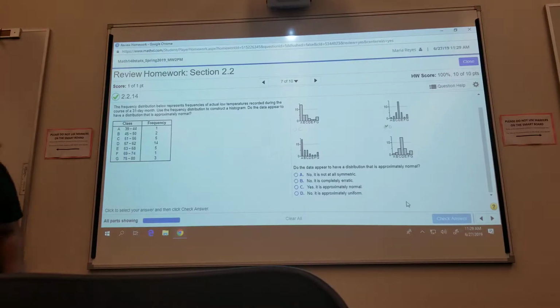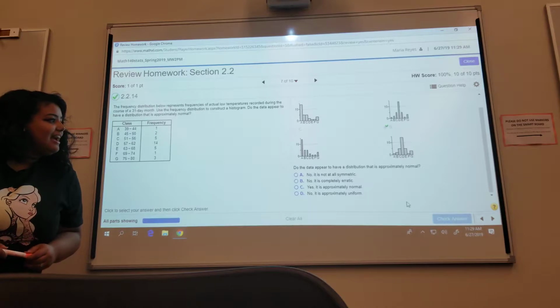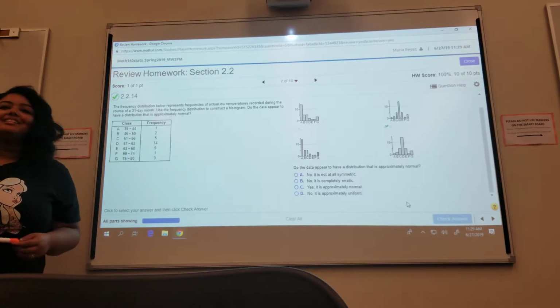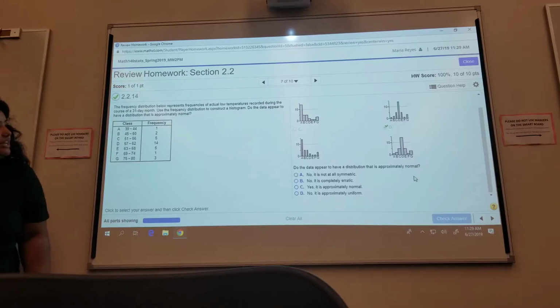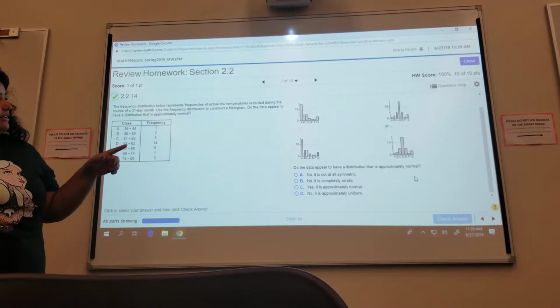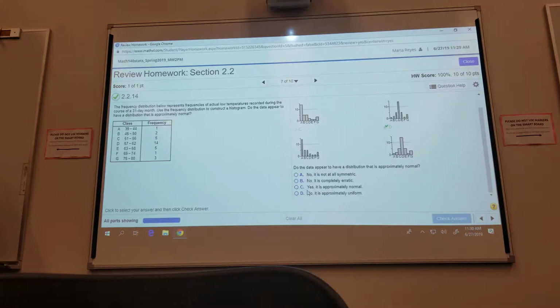I was just about to ask you guys this question. Does the data appear to have a distribution that is approximately normal? If you go through the packet, you remember the different types. We have normal, uniform, what have you. The key characteristic of normal is that it roughly mirrors each other. So does the one that we picked appear to be normal? Yes. It's pretty darn close. So yes, it is approximately normal.